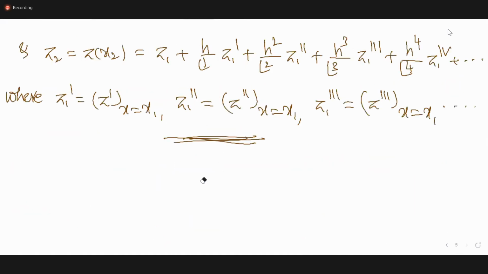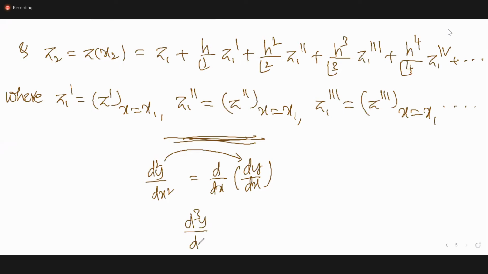Simple to draw. Second order derivative is in terms of d square y by dx square. What is meant by d square y by dx square? d by dx of dy by dx. Second order derivative is in terms of first order derivative. Is it clear? What is third order derivative? d by dx of d square y by dx square. So third order derivative is in terms of second order derivative. Fourth order derivative is in terms of third order derivative. Is it clear? Like that.